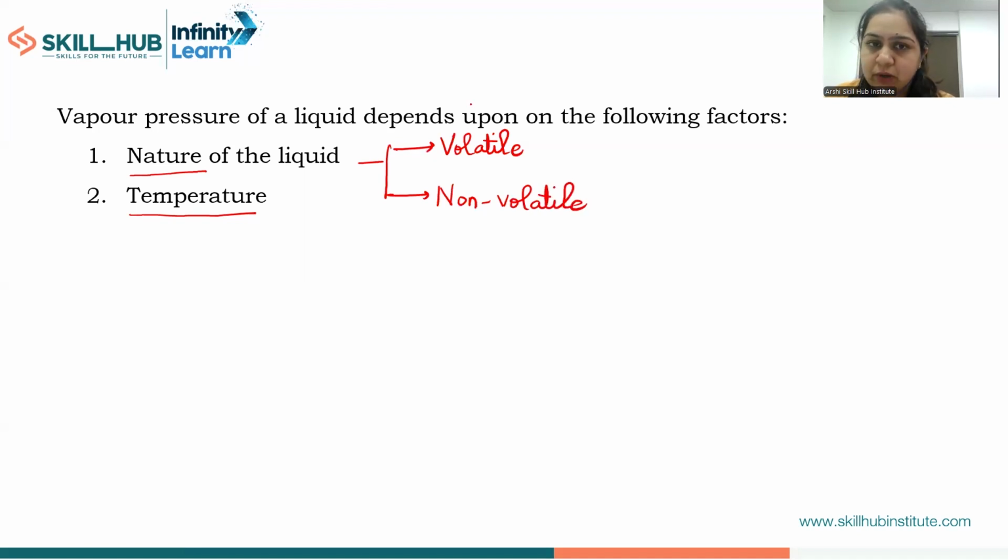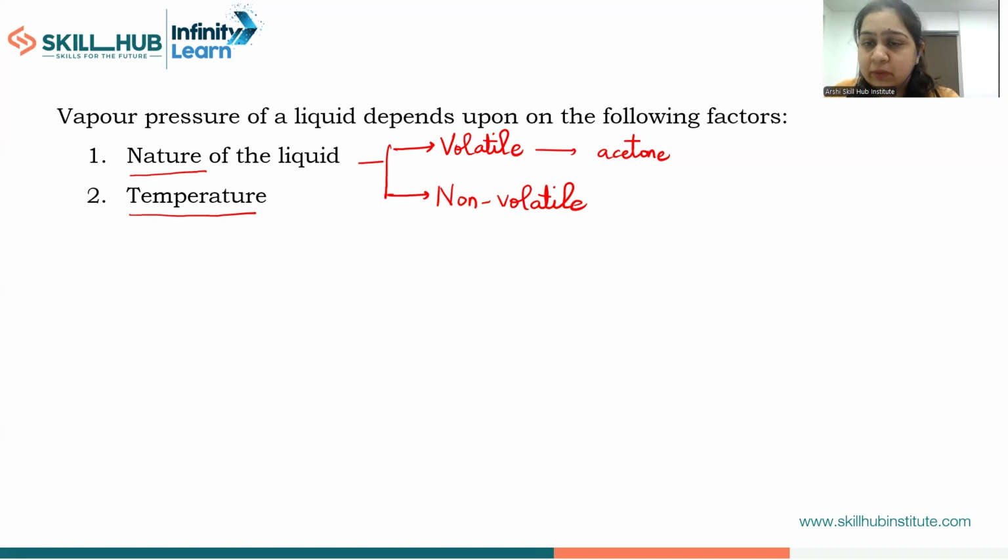Now, let us understand what I mean by a volatile liquid and what I mean by a non-volatile liquid. When I talk about a volatile liquid, the very example that comes to my mind is that of a nail paint remover. Almost all of us have at some point used a nail paint remover, at least girls have used it. A nail paint remover is nothing but acetone. So acetone is a volatile solvent. What do I mean by a volatile solvent? Some liquids boil and evaporate at a very low temperature. Such liquids are called volatile liquids.